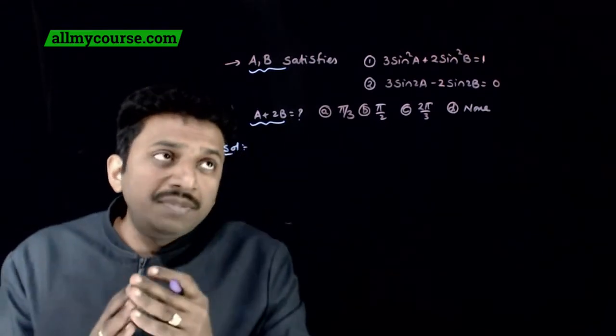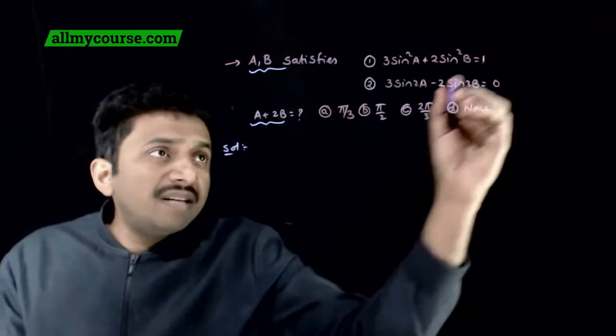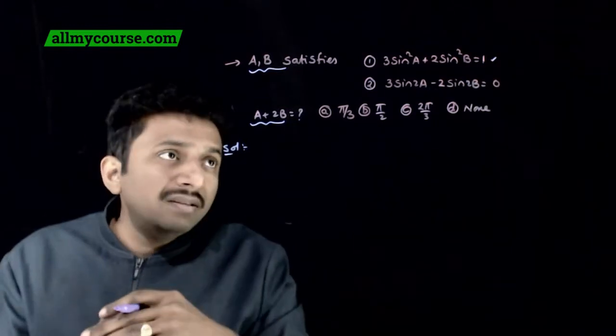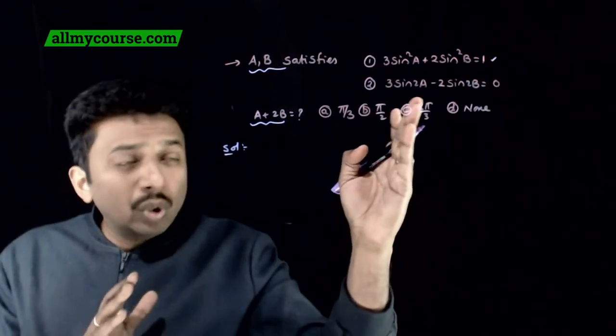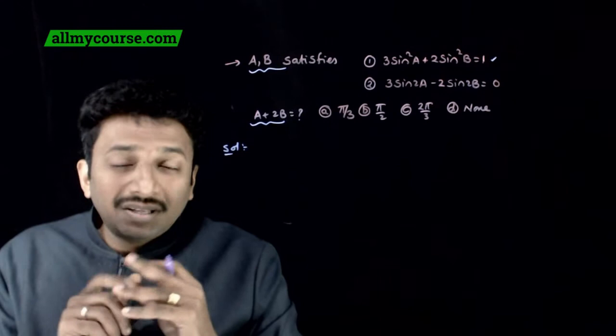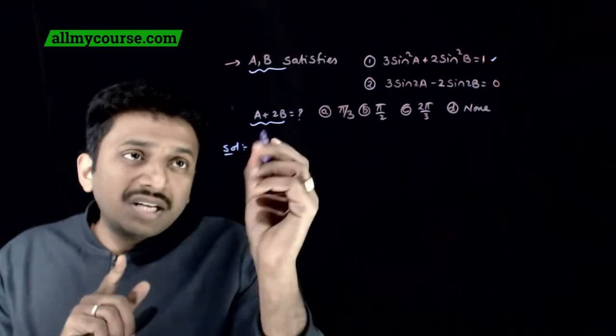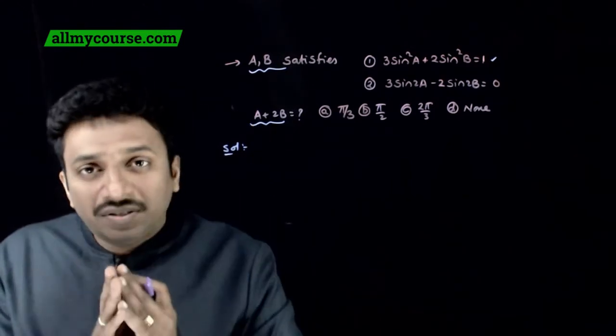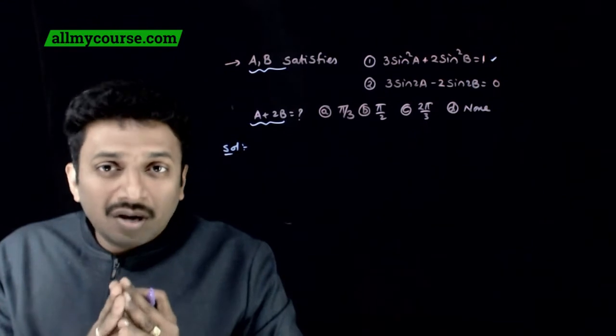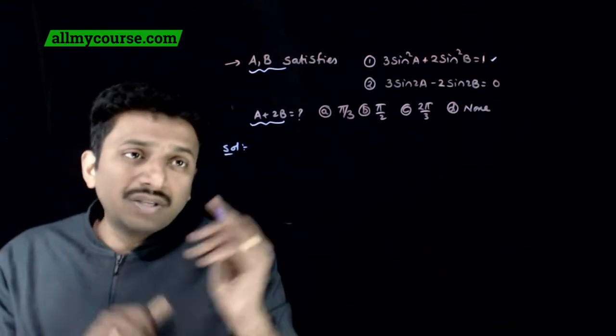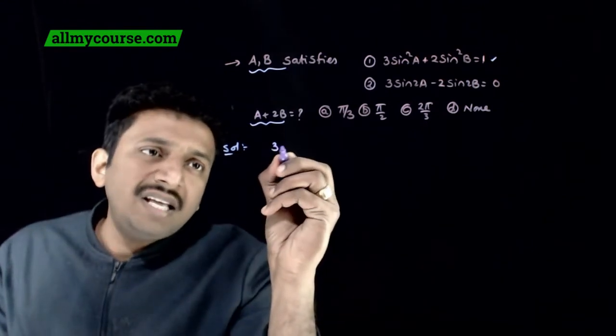So if you carefully observe the equations, the first equation is in terms of A and B. The second equation is in terms of 2A and 2B. But the information that you need to derive is in terms of 1A and 2B. So how do we analyze this? So first what I do is, I'll take the first equation.